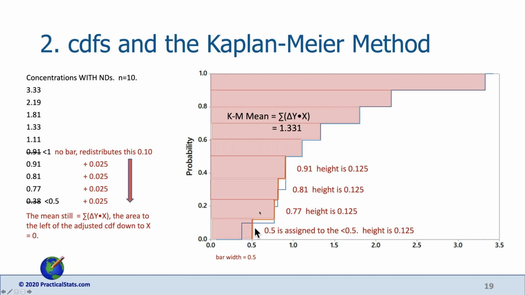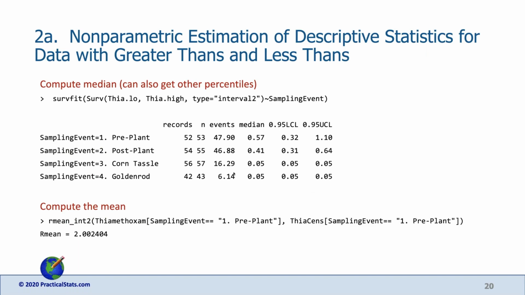All right, so each of those bars has a height of 0.125 now, and you can see the old uncensored blue here is the CDF for the original data without non-detects. And the mean was 1.35, I believe, before. Now it's 1.33. That's the best estimate. That's the Kaplan-Meier estimate of the mean. So that's kind of underneath all of these types of procedures.